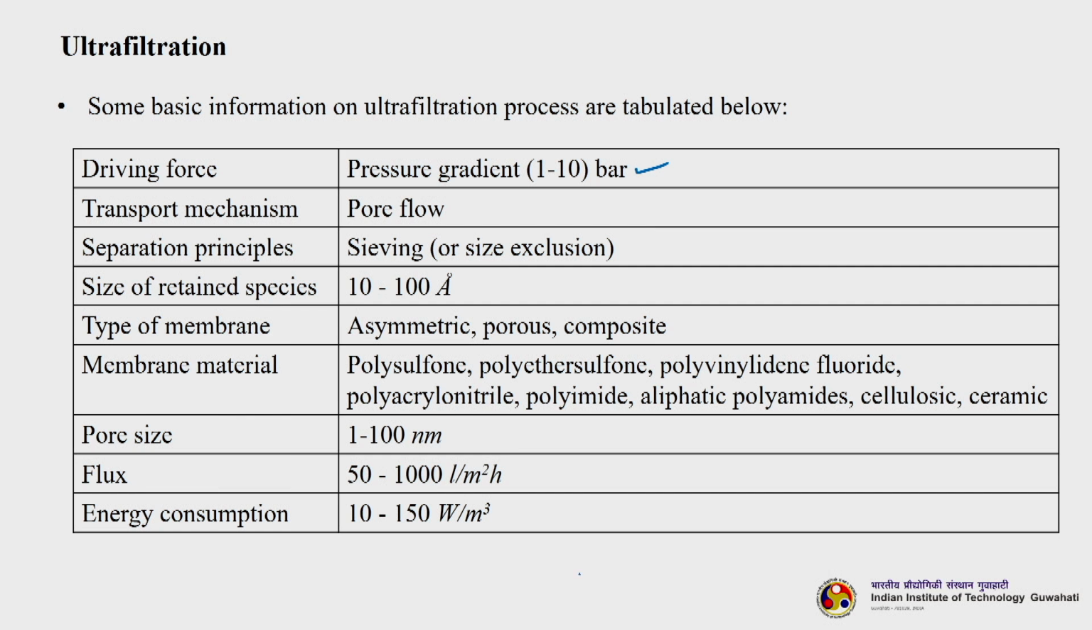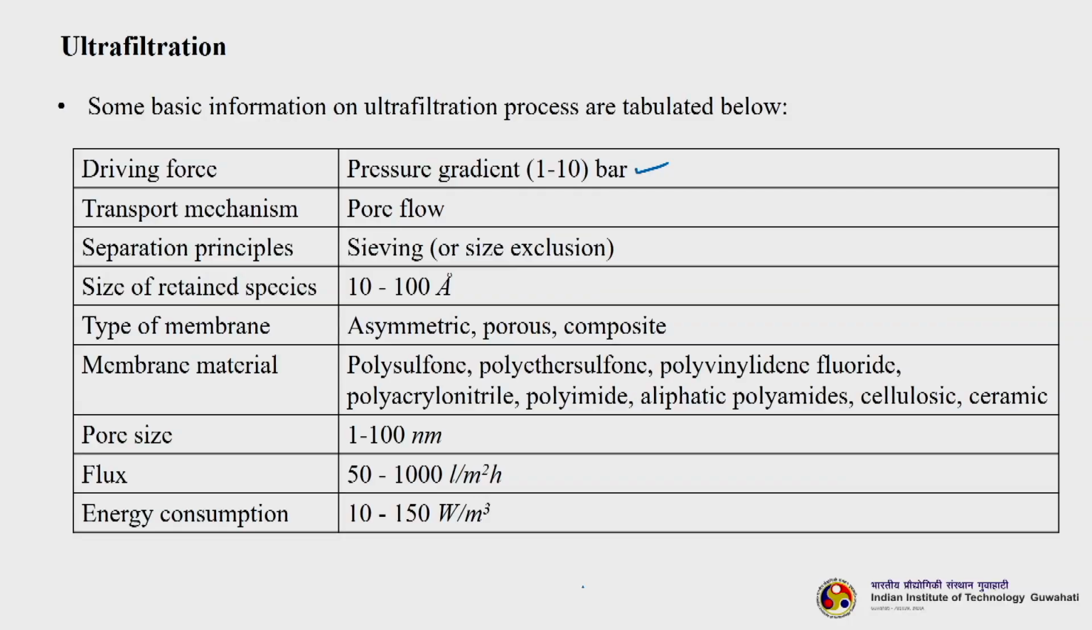Membrane material can be polysulfone, polyether sulfone, polyvinylidene fluoride, polyacrylonitrile, polyamide, aliphatic polyamide, cellulosic, and ceramic also. Ceramic ultrafiltration membranes, mostly tubular type, are becoming very popular nowadays for most of the commercial applications. Pore size is usually 1 to 100 nanometer, flux is 50 to 1000 liter per meter square hour, and energy consumption is 10 to 150 watt per meter cube.